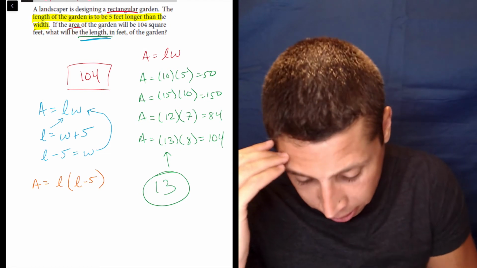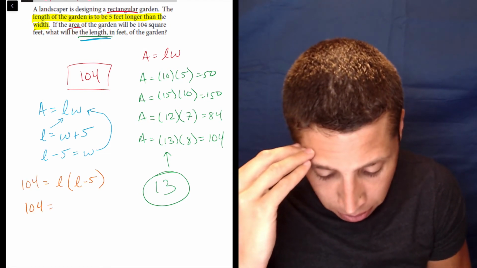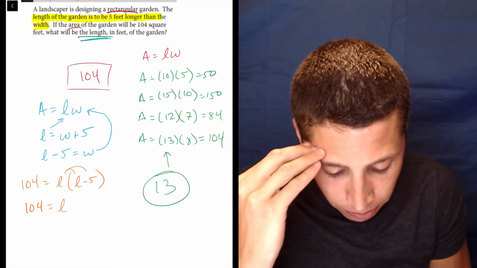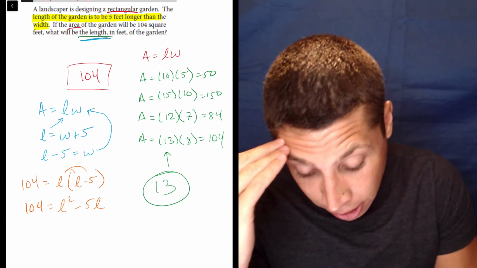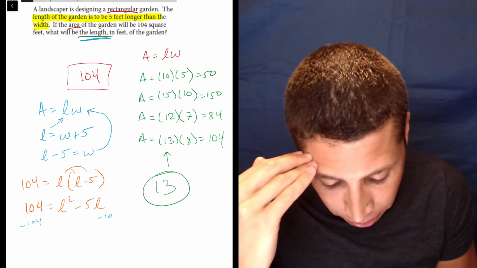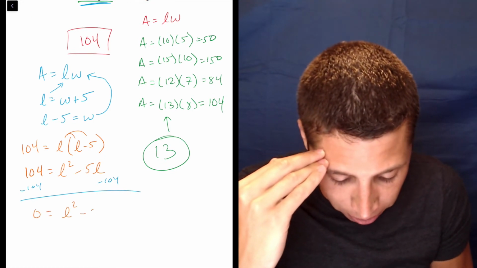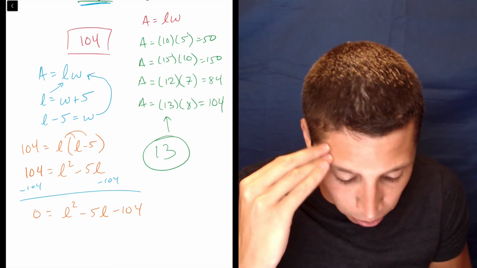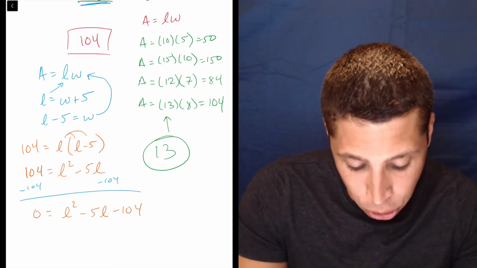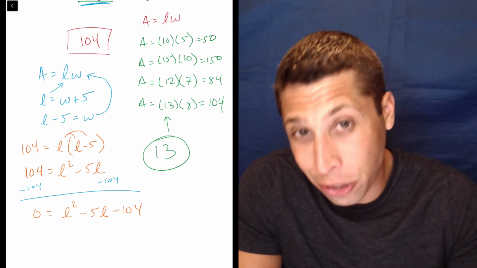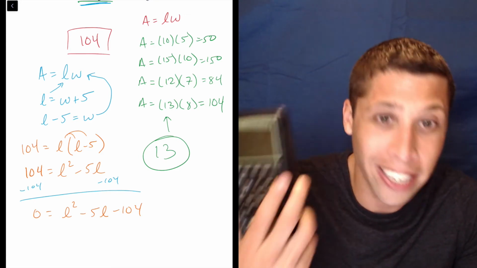And I do know the area, so let me substitute that in. The area we said was 104. So now I have to FOIL, or distribute, L squared minus 5L. And when we have a quadratic, we need to subtract because we want everything equal to 0. So that gets us 0 is equal to L squared minus 5L minus 104. And here's where the problem is: we still need to think what numbers multiply to 104. And now we also need to find numbers that are a difference of 5. So we still end up kind of guessing and checking in a way.